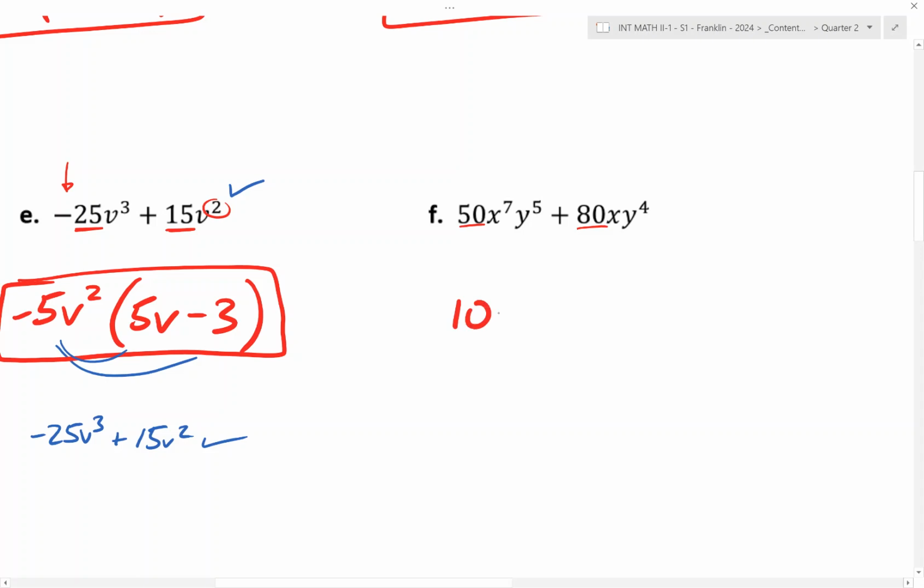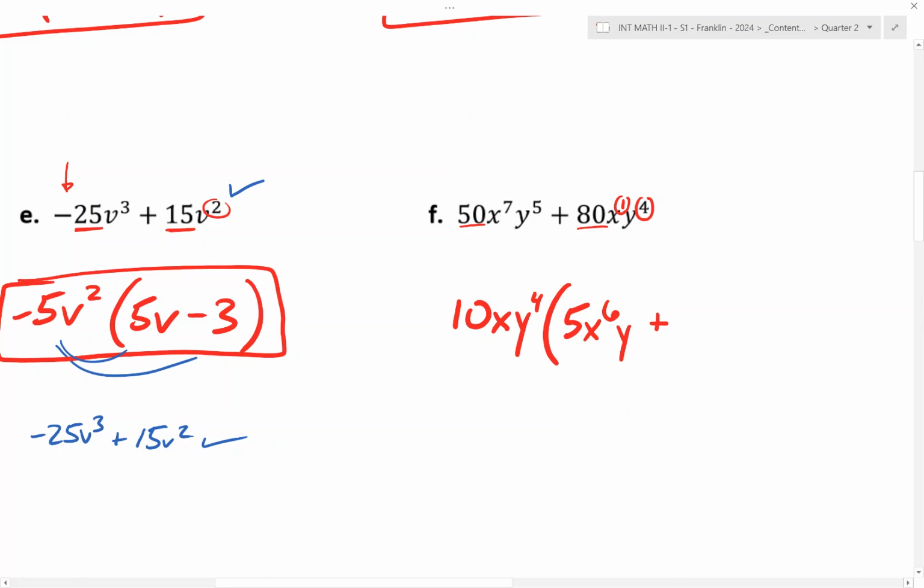They do both have x and y, so I know they'll both be in my GCF. Smallest exponent on x is a 1. Smallest exponent on y is a 4. There's the GCF. And again, to factor that out, just divide both terms by that GCF. So divide the coefficients, subtract the exponents. 50 divided by 10 is 5. 7 minus 1 is 6, so x to the 6th. 5 minus 4 is 1 for y.